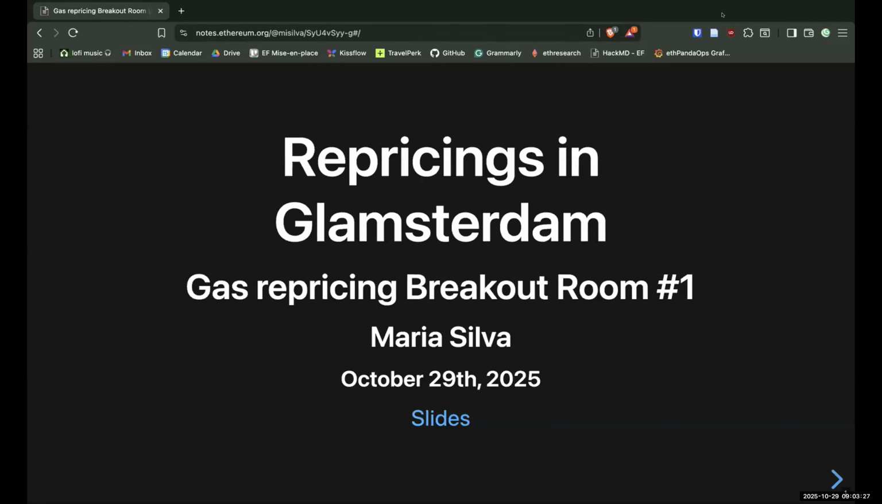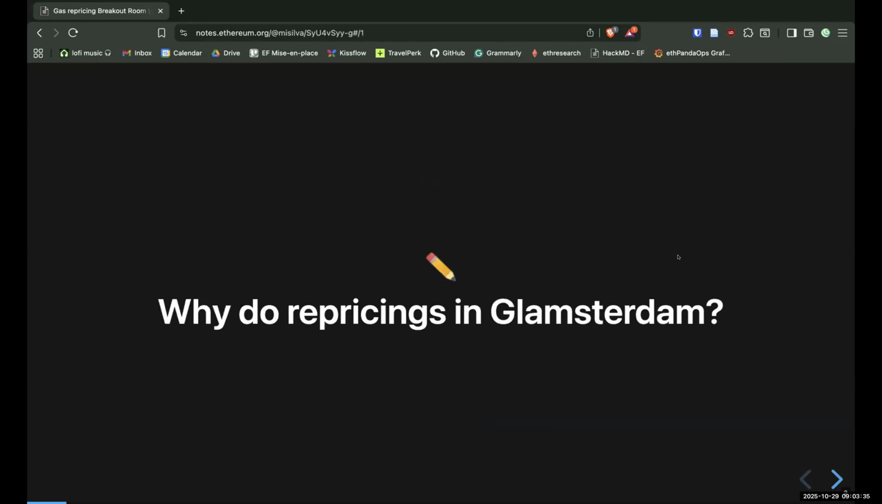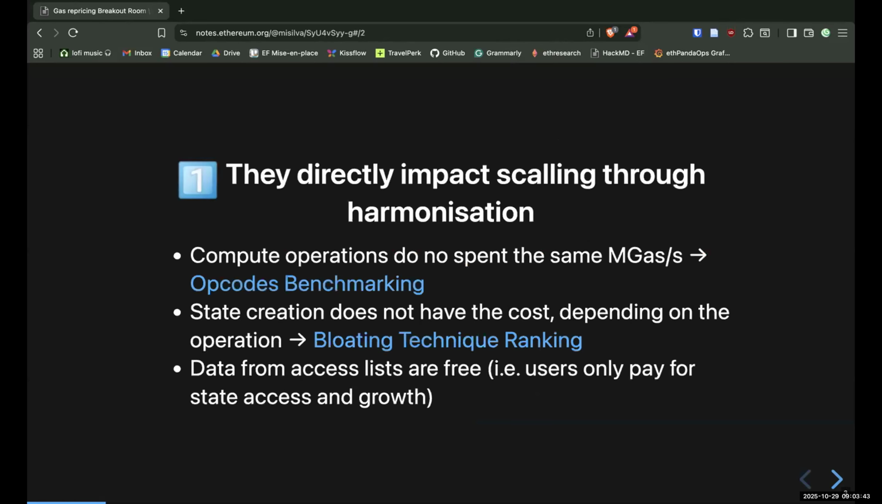Okay, so let's talk about repricings in Amsterdam. First, I wanted to have a common view on why it is important to do this now in Amsterdam. And I think there are two main reasons. The first one is that Amsterdam is all about scaling the L1. And so this is, let's say, the focus of the fork.